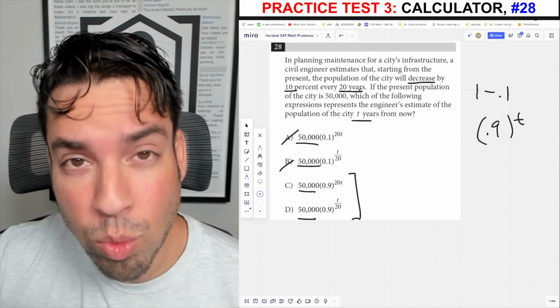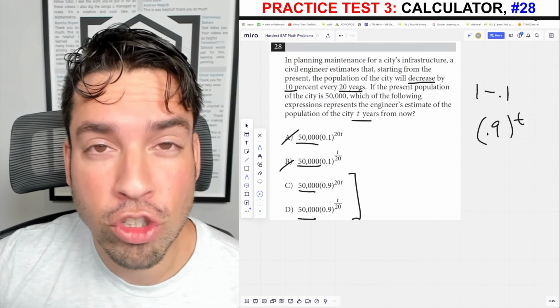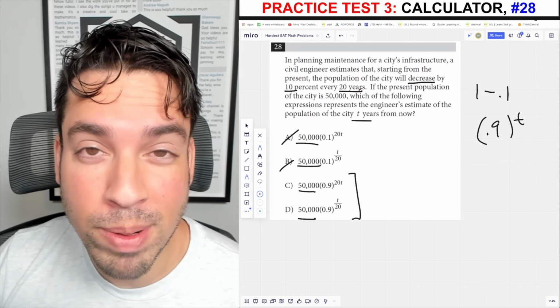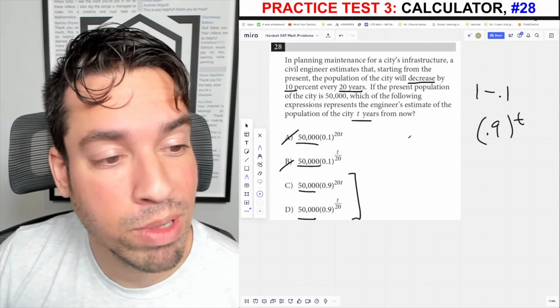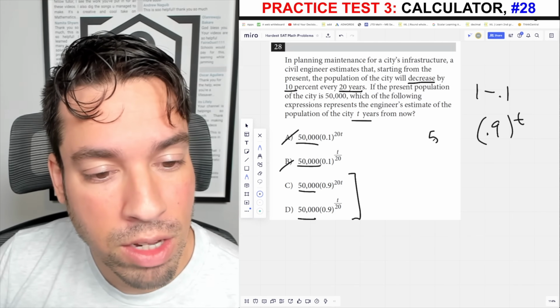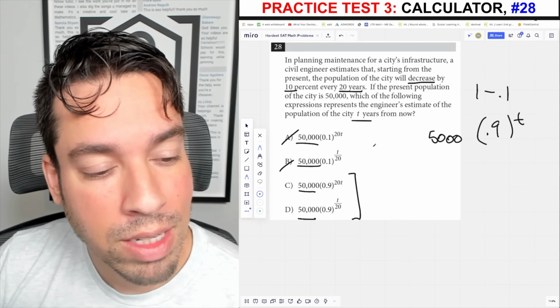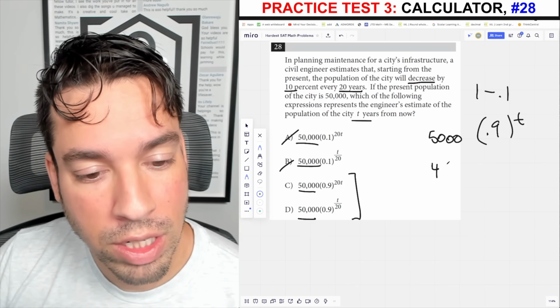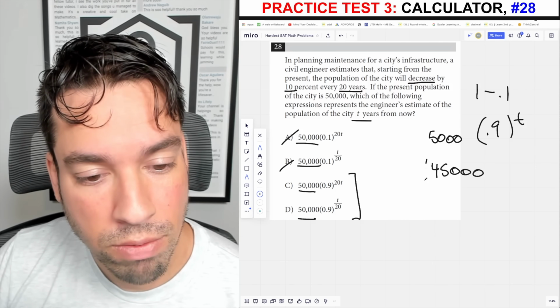That means in 20 years, this population should decrease by 10%, which you know mentally 10% of 50,000 is 5,000. What does that tell you? That means that if you plug in 20 to the correct solution, you should get 45,000 for the result of the population.